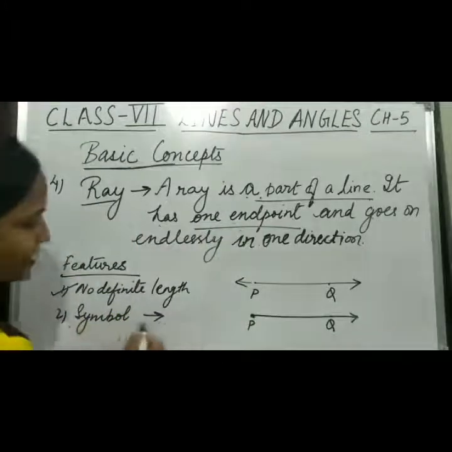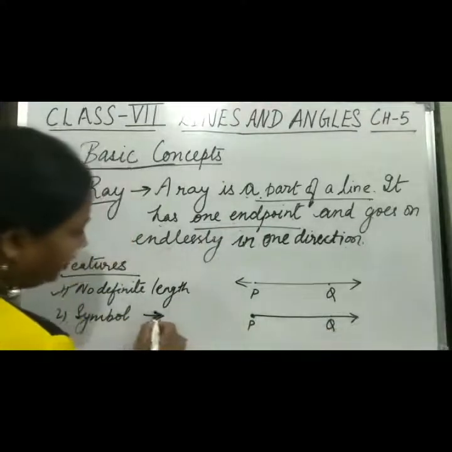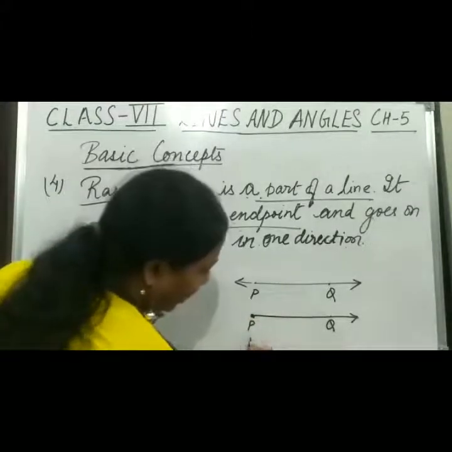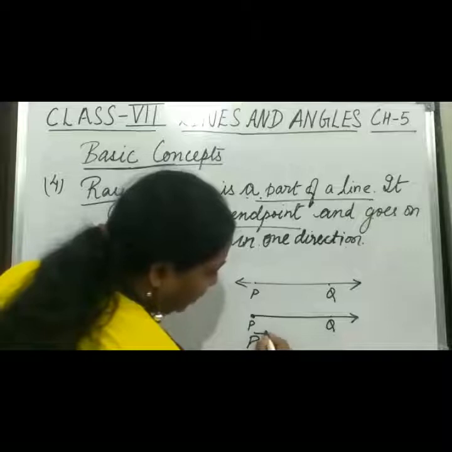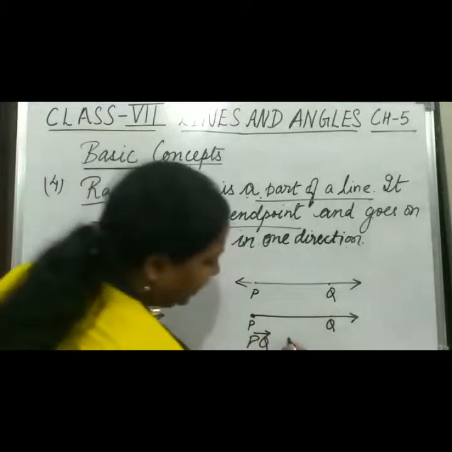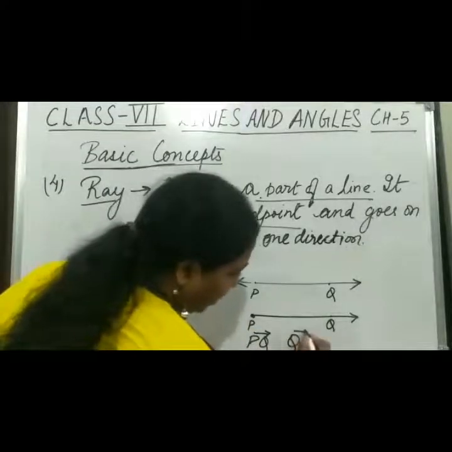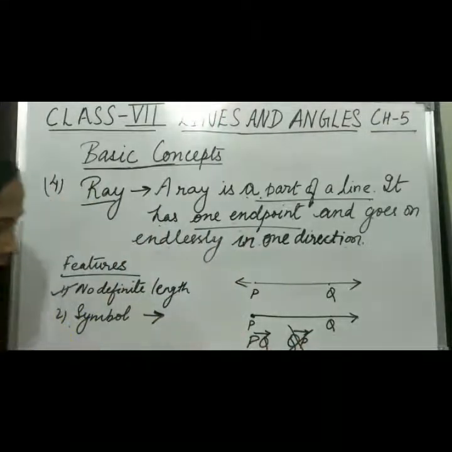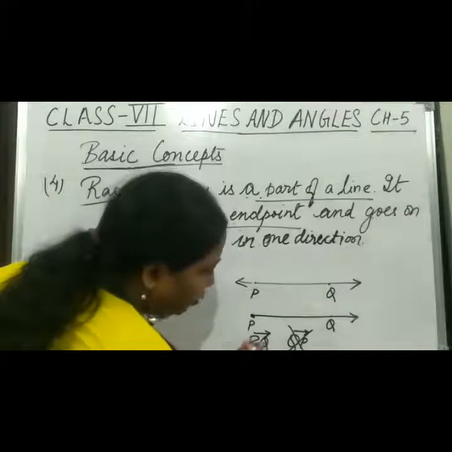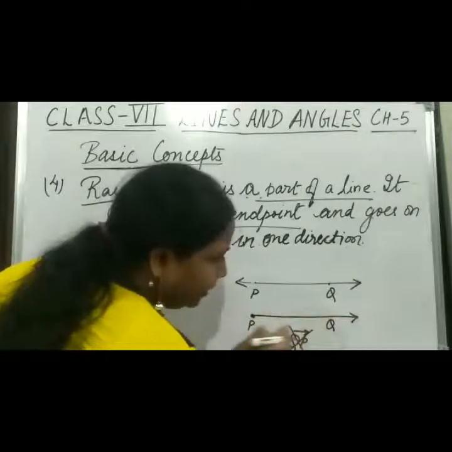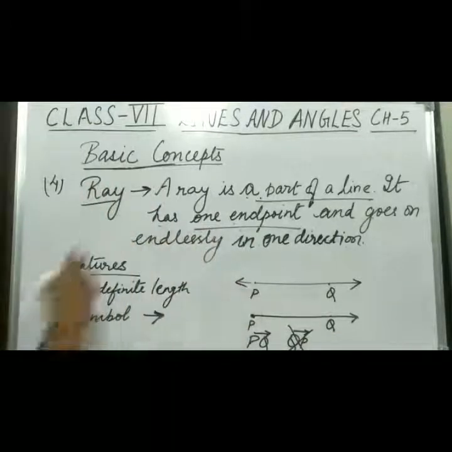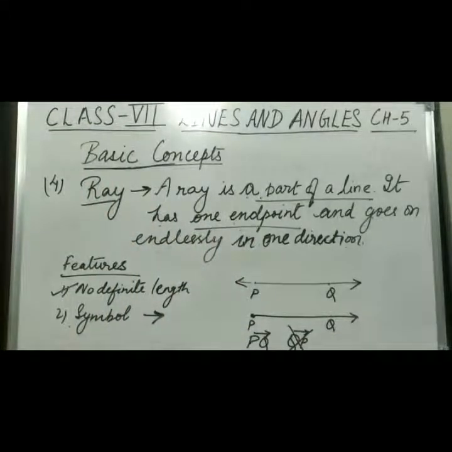Second point is symbol. Symbol of this ray is this. Now, when I write the name of this ray, I will write it as PQ. If I write it as QP, this is the wrong method of writing the name of a ray. So, PQ, why? Because this line is extending on the Q side. Okay? So, I think this concept is clear to you. Now, move to the next concept.